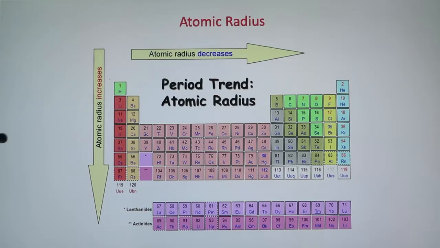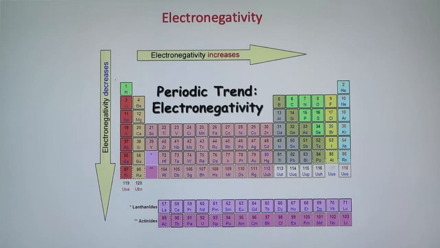Atomic radius decreases as you move across a period, since we will have more protons and electrons. Electron shielding does not play a role, so the effective nuclear charge increases, which causes the electrons to become closer to the nucleus, thus decreasing the size. The third trend in the periodic table is electronegativity.